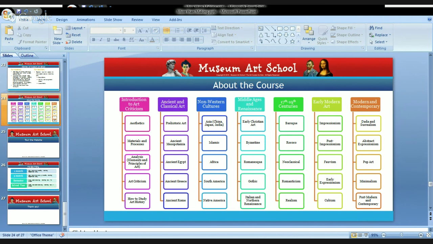It's not all going to be released at once. So you won't have access to the whole course at once. I'll release units each about a month in advance. In September, the introduction to art criticism unit will be released, and then the next month I'll do the ancient classical unit, and so they'll be up there before you're ready to get to them.